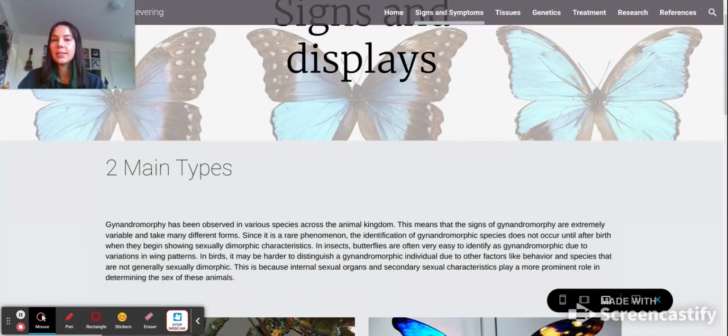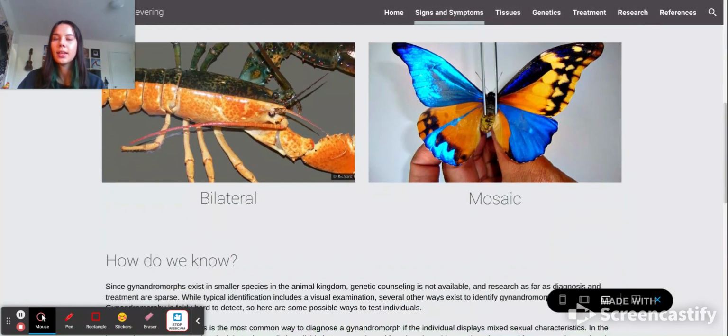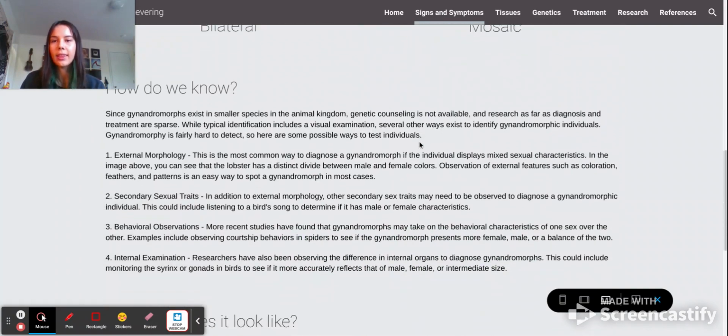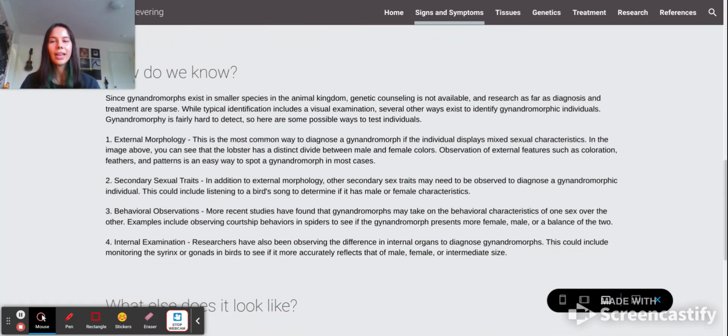Next, I go into signs and symptoms, and I talk about the two main displays. I like these pictures in particular because they show exactly what bilateral means when it's split down the middle, and mosaic is kind of pieced together. And since it's not really a diagnosable condition, I talked about how you can identify them in the wild, and mainly that's external morphology, secondary sex traits, but also sometimes behavioral observations and internal examination if you're doing research.